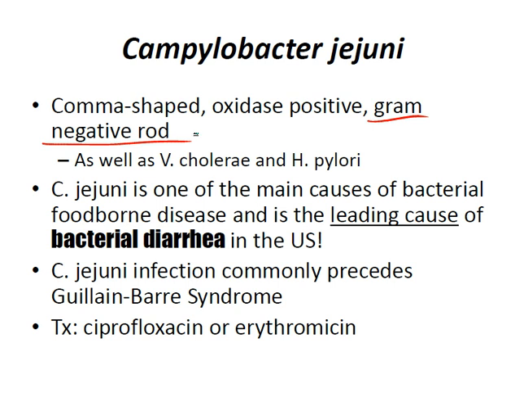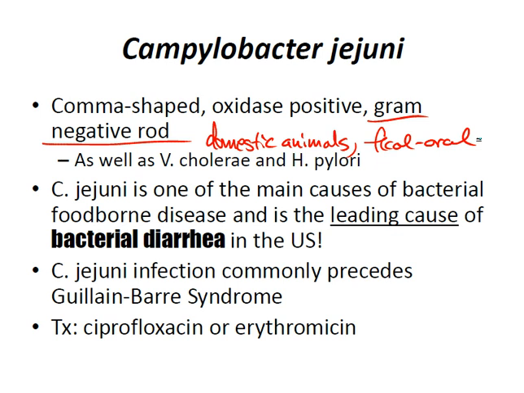He's microaerophilic, so he grows best at about 42 degrees Celsius. His reservoir is domestic animals, like dog, poultry, cattle, etc. So transmission would therefore be fecal-oral, or ingestion of contaminated meat.